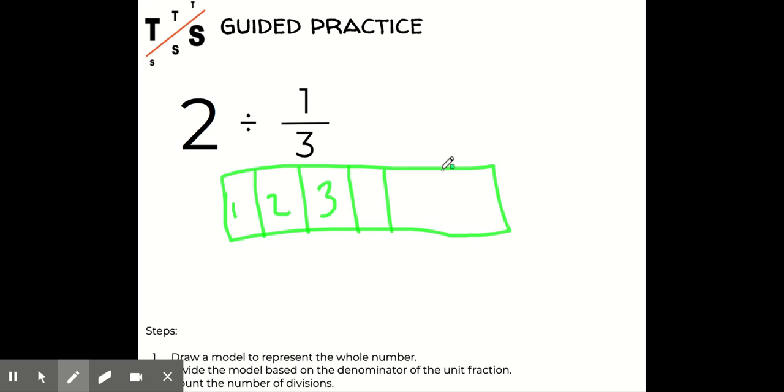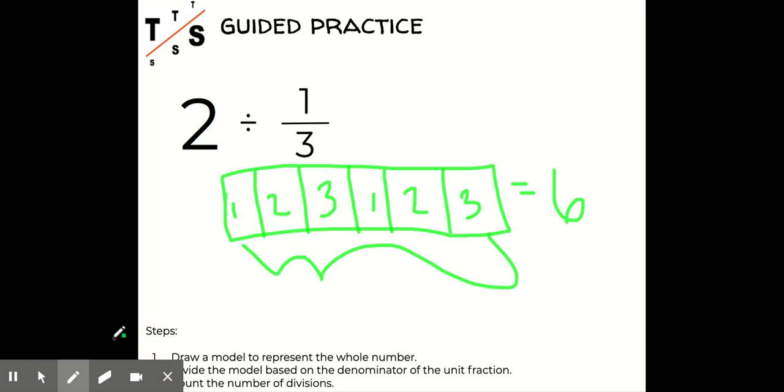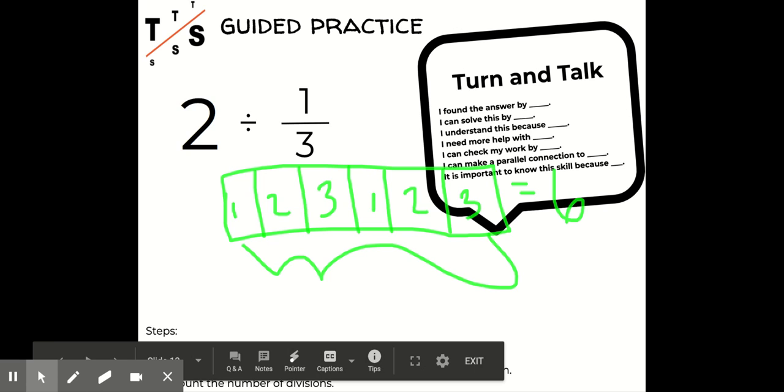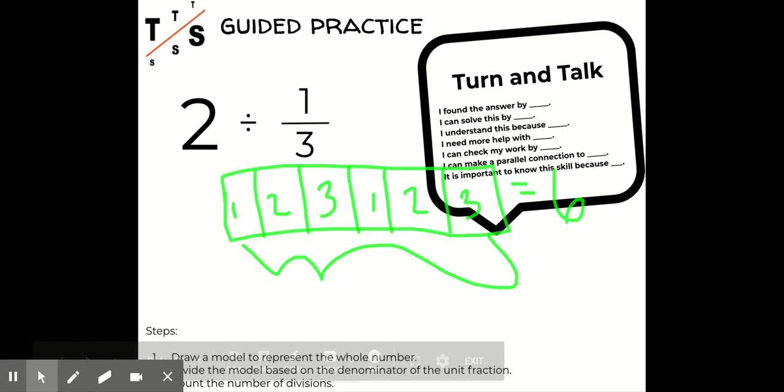I'm going to divide this one into 3 sections. So I have 1, 2, and 3. How many sections total did I divide up? 6. So let's talk about this one. I found the answer by making a model using the whole number and the denominator to make my divisions.